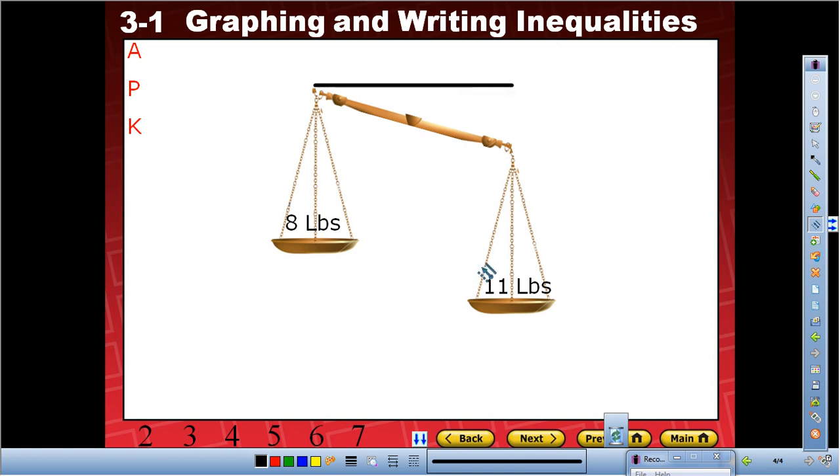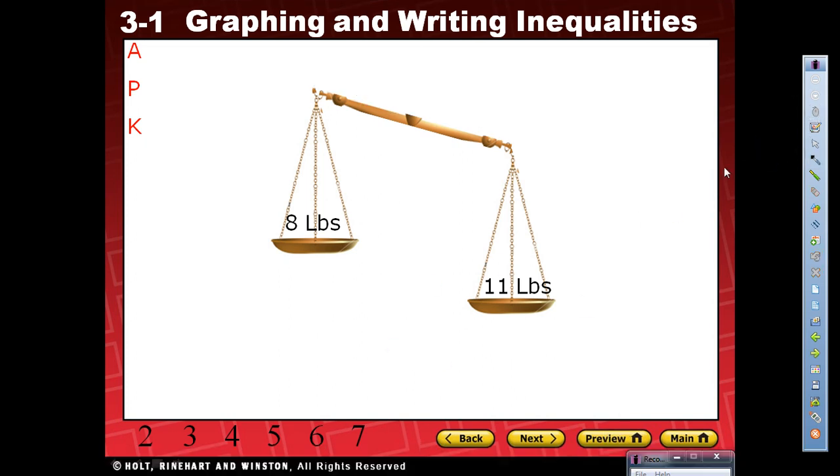And now, because of this side being heavier, the scale dropped like so. How does that look with numbers? Well, we have 8 over here and 11 over here. And what is my symbol? Yes, 8 is less than 11. Okay? So that's where we get our symbols. They come from a balance on equations, or if it's not balanced, then it becomes an inequality.